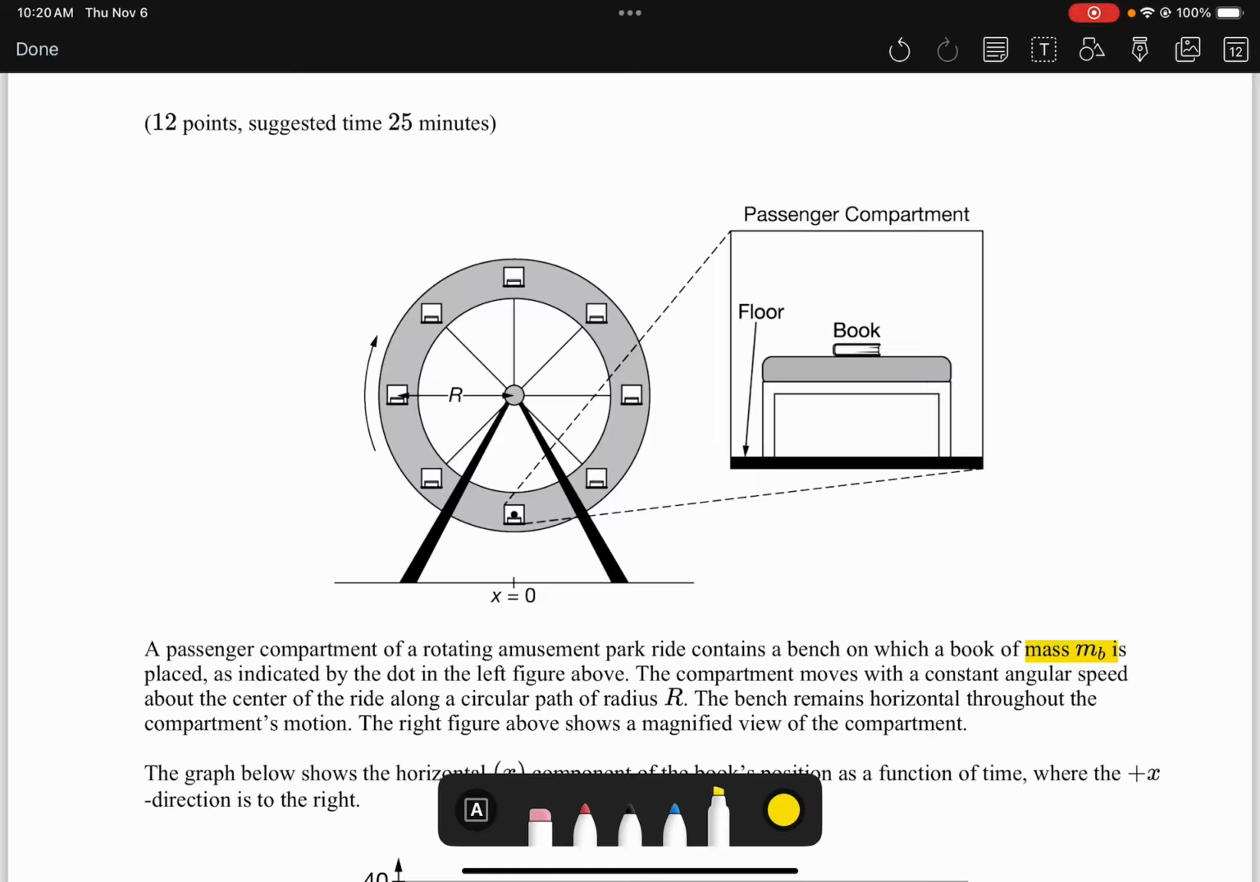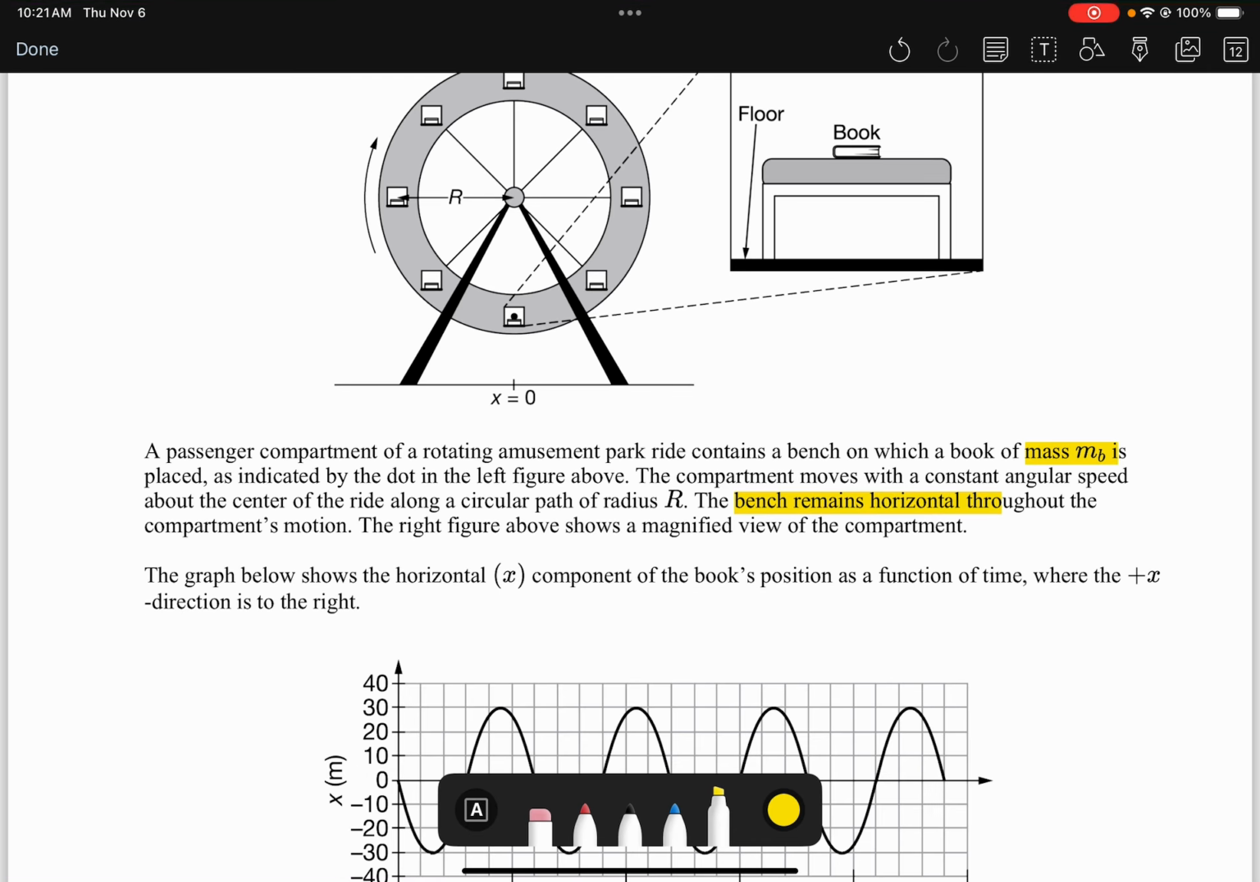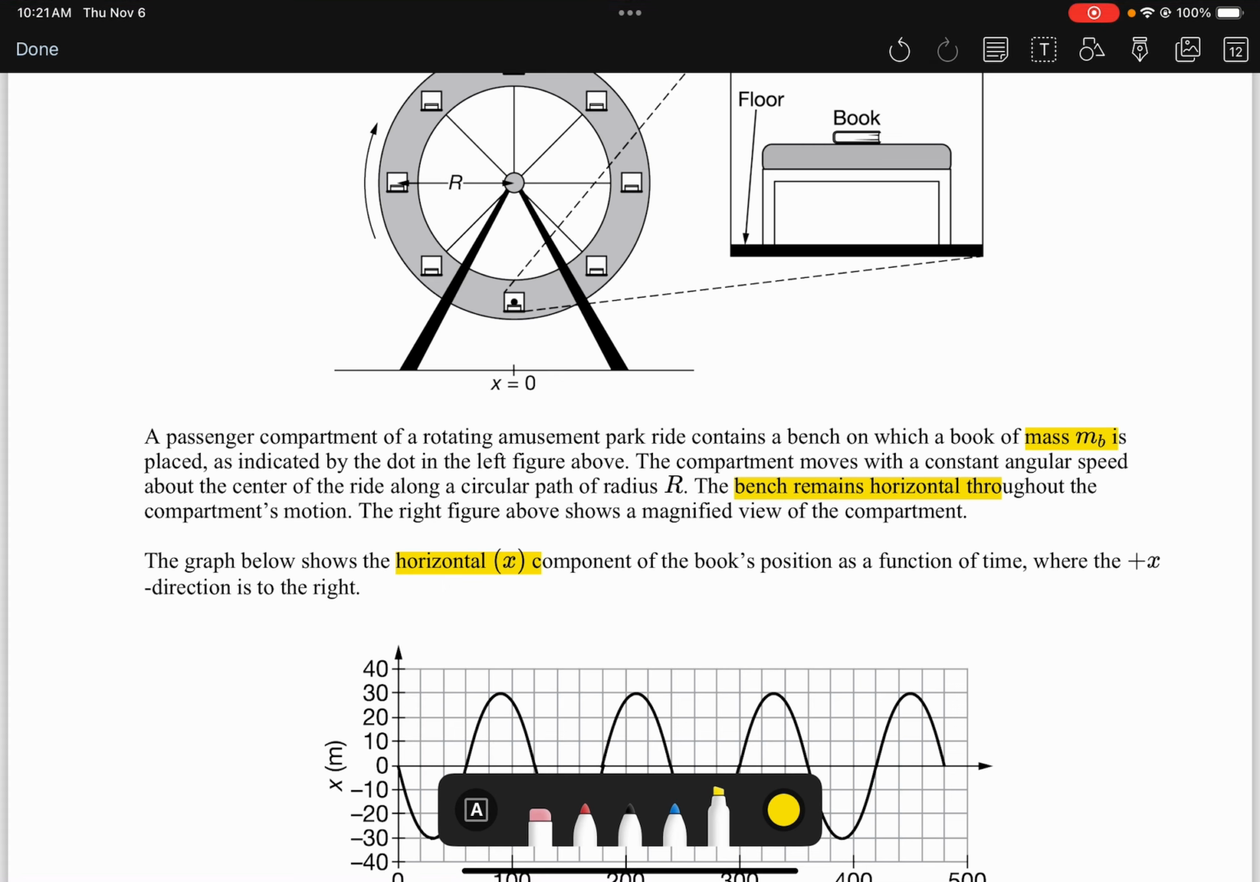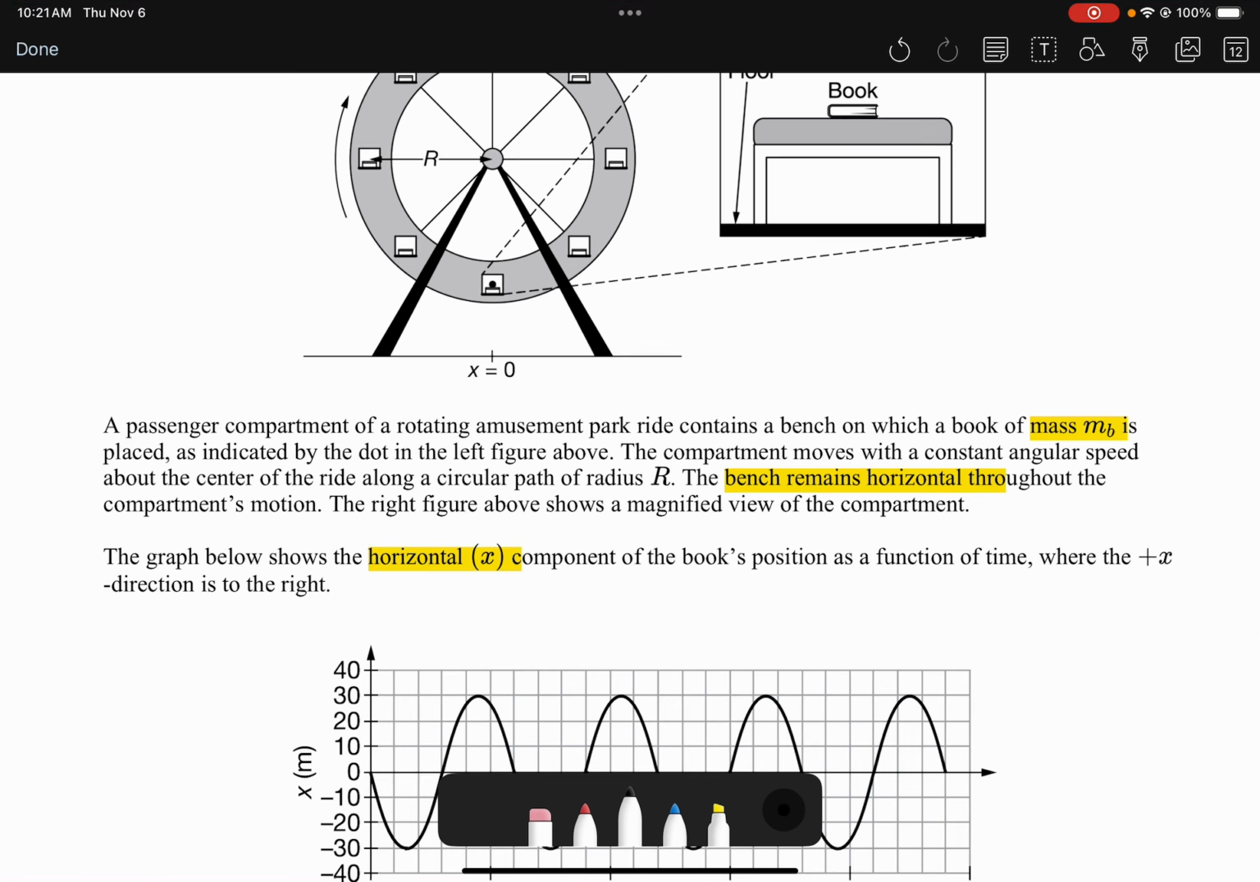The bench remains horizontal throughout the compartment's motion. And then we have a magnified view of the compartment. So then we have a graph that shows the horizontal component of the book's position as a function of time, where the positive x direction is to the right. So if we look at this diagram right here, this would be x equals the positive amplitude, and right here would be where x equals the negative amplitude.